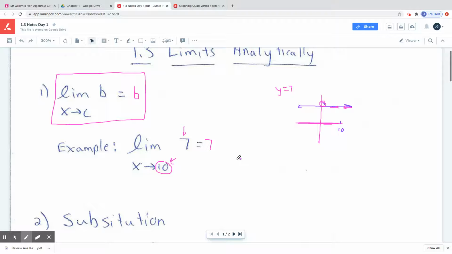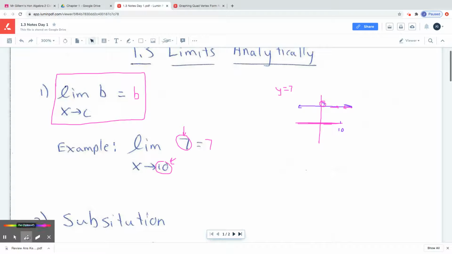So if I did the limit of 10 as x approaches 1,000,000, the answer is 10. The limit of 8 as x approaches 2 is 8. It doesn't make a difference. If there's no variable, it's just a constant. The limit of a constant is a constant. The limit of b is b. The limit of 7 is 7. It does not matter what x is approaching.